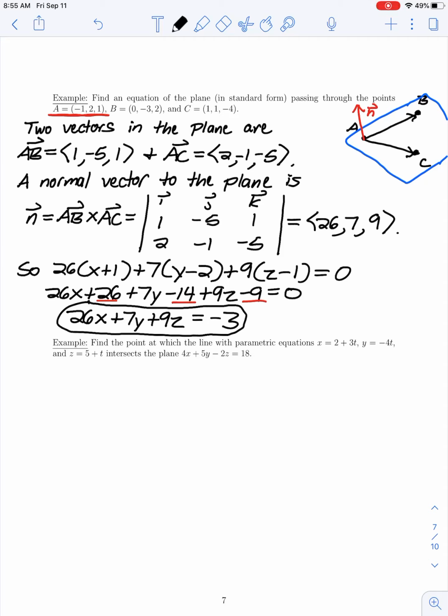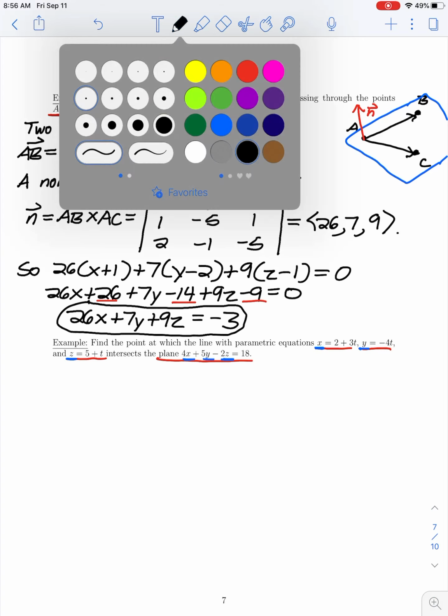And in order to find the intersection of a line with a plane, well, we know the parametric equations for our line, x, y, and z, must all be satisfied, and the equation of this plane must also be satisfied. So what I can do is substitute these equations for x, y, and z into the equation of my plane, and I'll get it down to a single variable t. And then I can solve for t and substitute into my parametric equations to find that point of intersection.